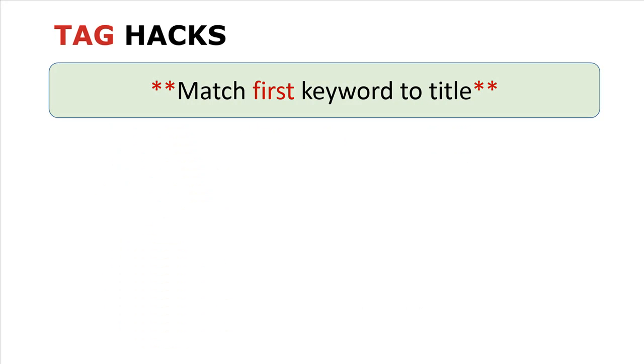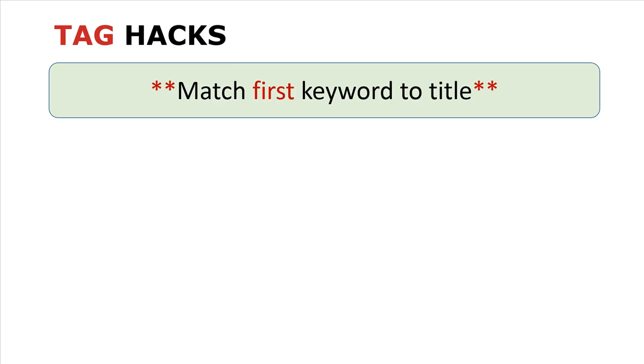The first thing is you should match your first keyword to the title. So in my example with my videos, for example, on Canada Small Business, I will have Canada Small Business in my title. I will have Canada Small Business in my description right at the very first words. And then what I do is I use the keywords in the tags itself again. So Canada Small Business, for example.